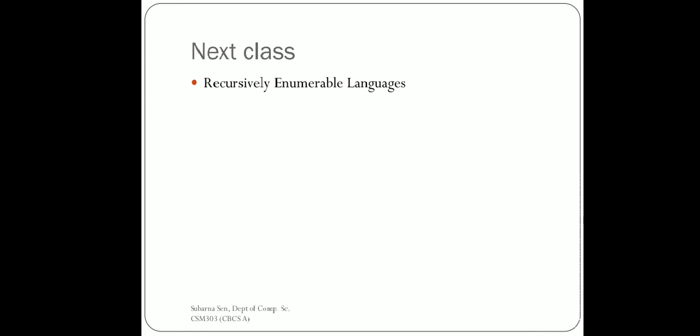In the next class we are going to learn what recursively enumerable languages are, and we will see some exceptions there: some languages which are not covered under recursively enumerable languages, yet a Turing machine will still be able to accept them. What those languages are called, we will see in our next class.